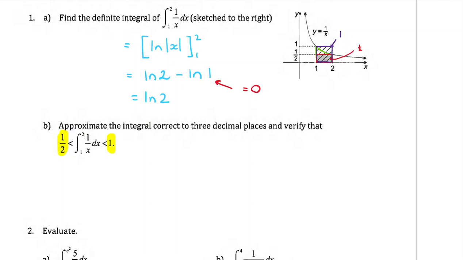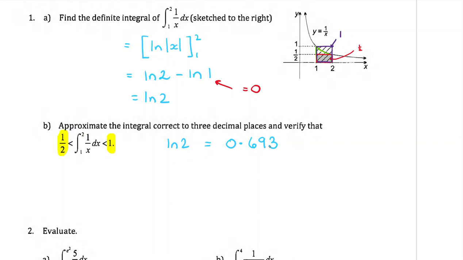And all we're doing is using our calculator. So ln of 2, type it in your calculator to 3 decimal places, is 0 point, are we awake?